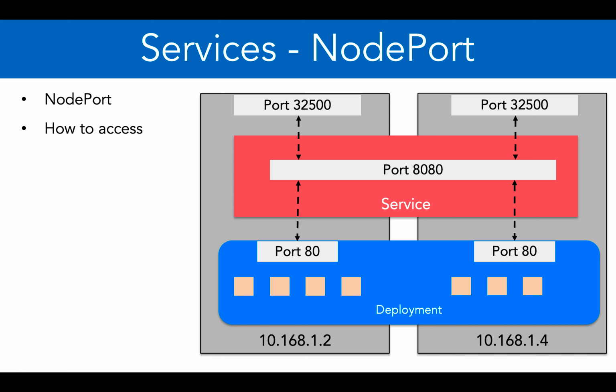So how do we access this application? You might have already guessed. Use the node IP colon the node port, and node IP can be any one of the nodes. So in this case, I'm using 10.168.1.2 colon 32500, which is nothing but the IP address of this node. I could have used 10.168.1.4 also, which is the IP address of this node.